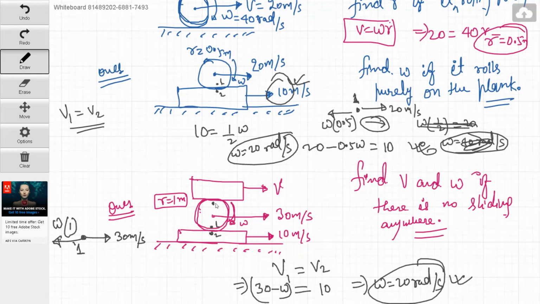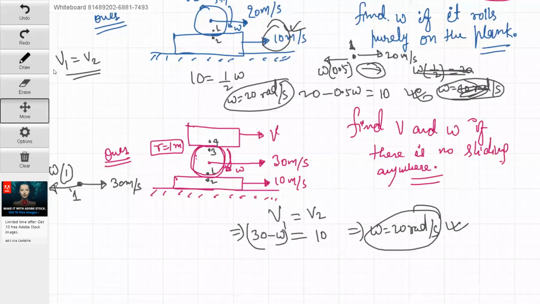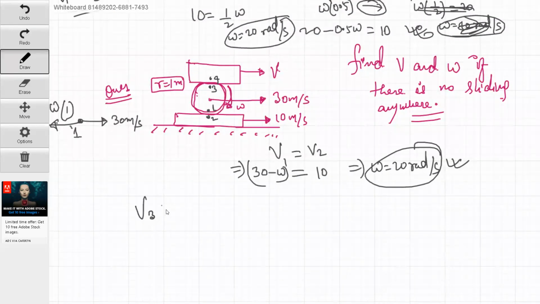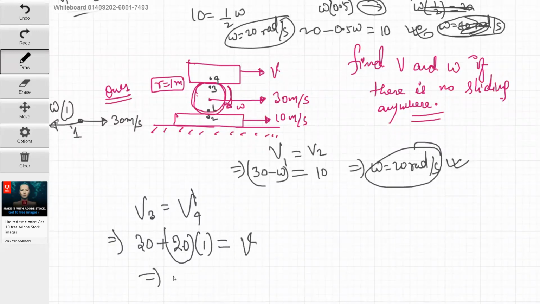Now, if I consider this point as point 3 and this point as point 4, the velocity of the third point will be equal to the velocity of the fourth point. The velocity of the third point will be equal to 30 due to translation plus omega r. And omega r is 20 into radius 1. And the velocity of the fourth will be equal to v. So v is equal to 50 meter per second. Is this all right? Copy it.